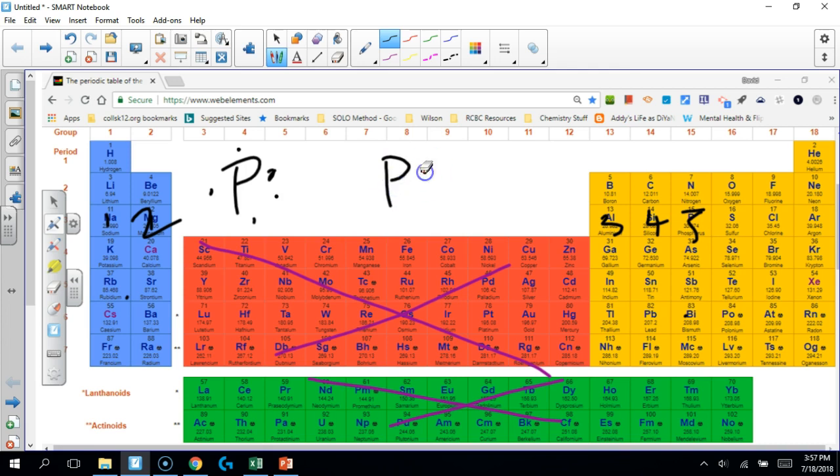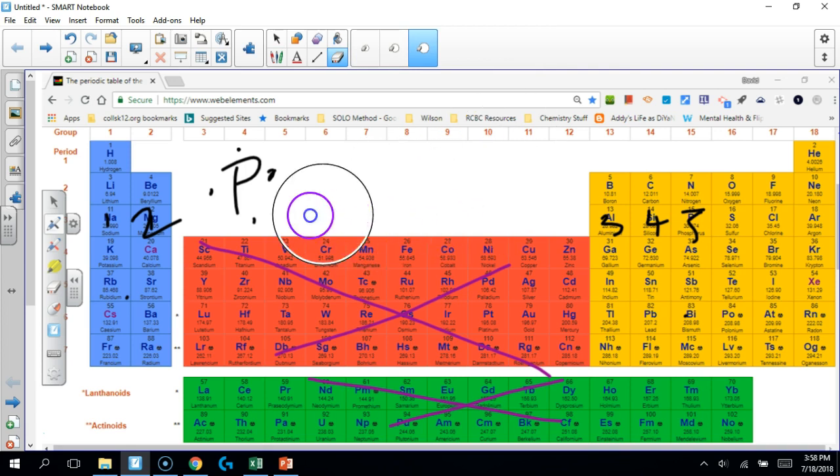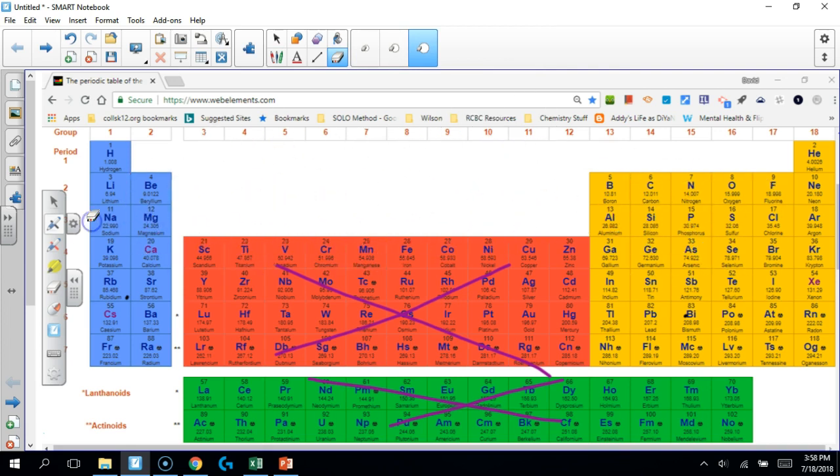Let me see if I can draw this a little bit better. 2, 3, 4, 5. Notice there's a pair here and then 3 that are not paired. That's on purpose. All the rules of filling in electron configurations apply, and that's how it works. Okay, let's do one more here, for chlorine.